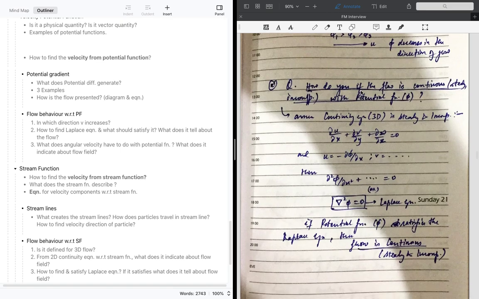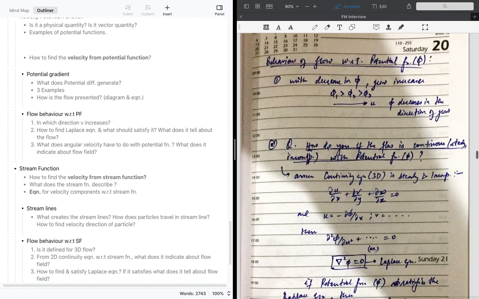How do you know if the flow is continuous, steady and incompressible with the potential function? How do we know the flow is continuous with respect to the potential function? So let's assume the 3D equation of continuity to be steady and incompressible. If it is steady, the component curly rho by curly t, that is the change in density with respect to time, goes off. And as it is incompressible, the density doesn't change, and in this case we get such an equation.